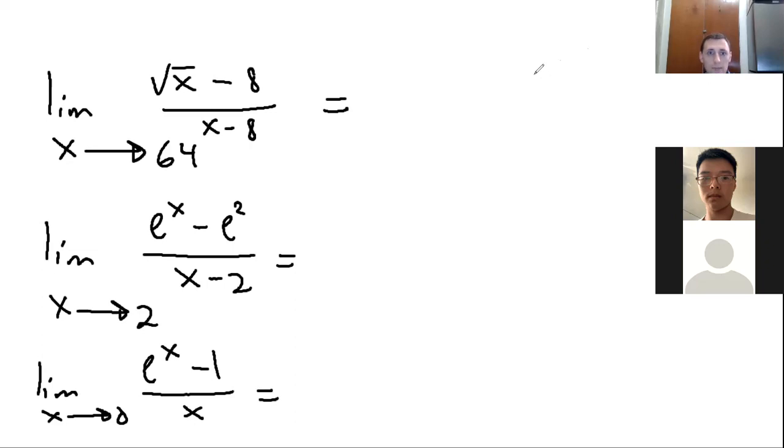So this is 0, this. I actually made a mistake here. What I meant is that this part should be 64, otherwise, yeah, otherwise you're correct, of course.